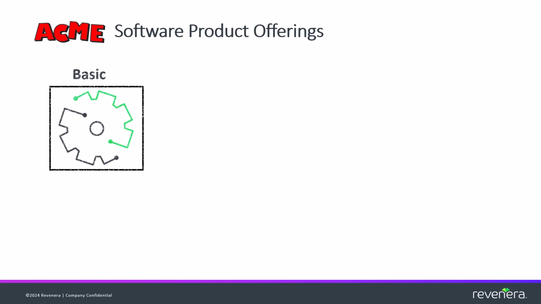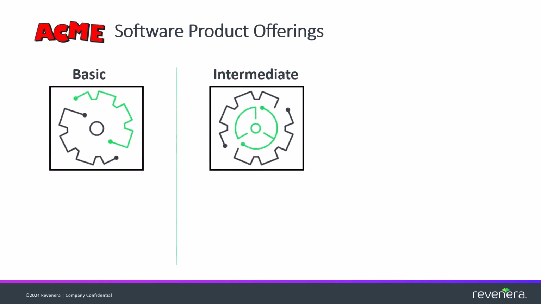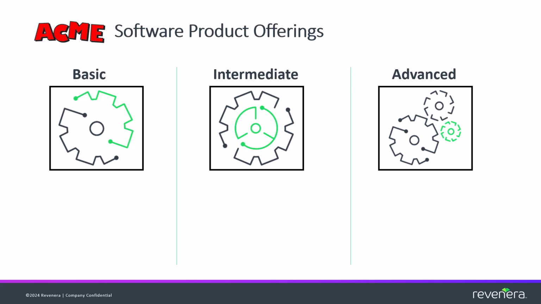Acme Software has three different product offerings with varying levels and types of functionality. They are Basic, Intermediate, and Advanced. Historically, Acme has sold these products with traditional license models where customers needed to determine upfront which products they wanted to use and then purchase licenses allowing use for those specific products. This worked very well. However, Acme's customers had been asking for a more flexible usage-based model.